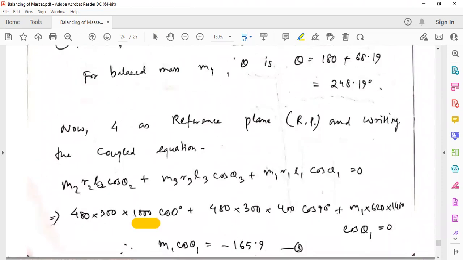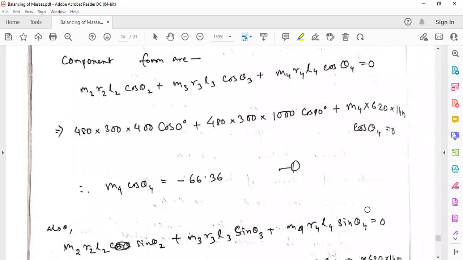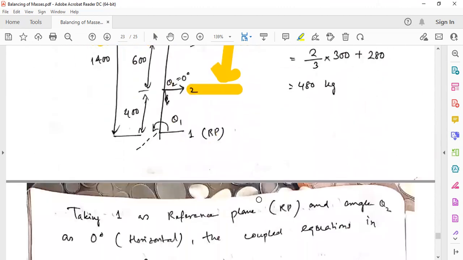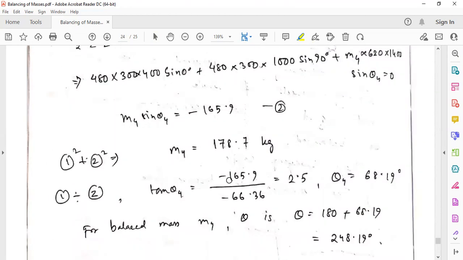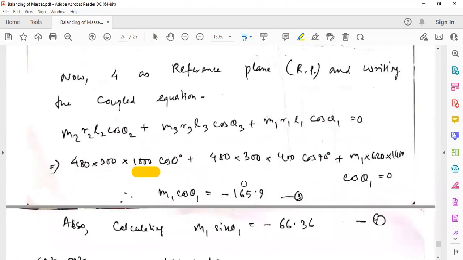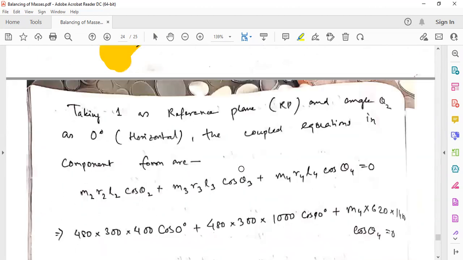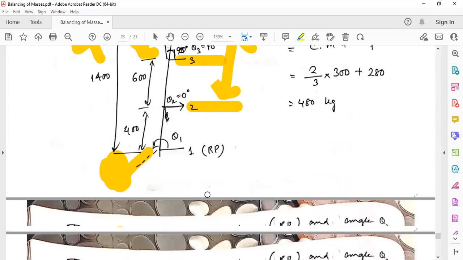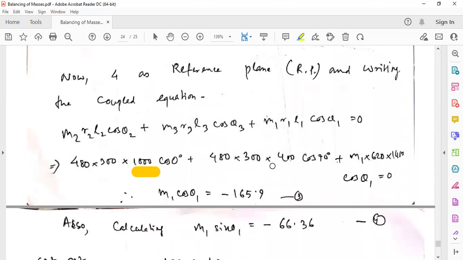So this is L2. R2 is 300, you know. R1 is 620. That is again because of the radius of center of balance mass. This is the same for the balance mass here also. Okay, 620 mm. So you have seen that this is 620 mm, this is 300, this is 300. L2 is 1000. L3 will be what? L3 will be the gap between 3 and 4, which is 400 mm. You can see here 400.